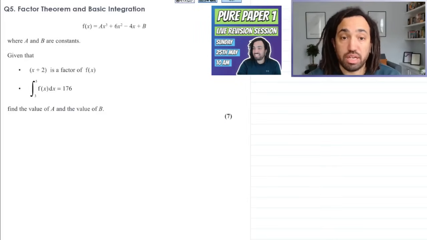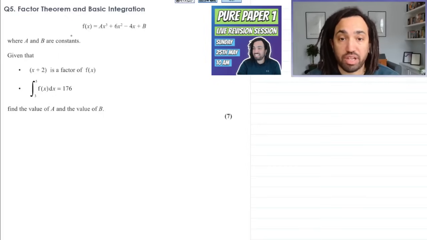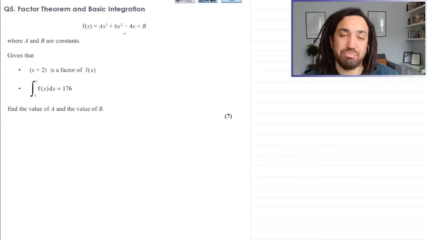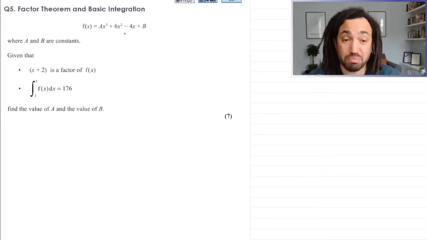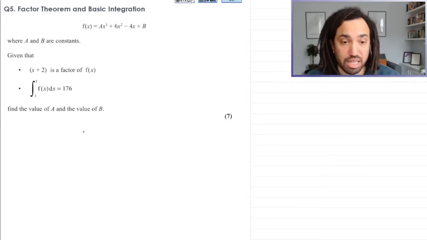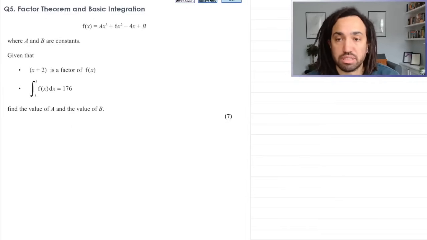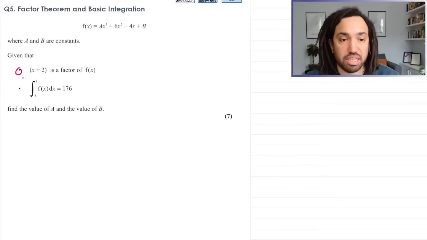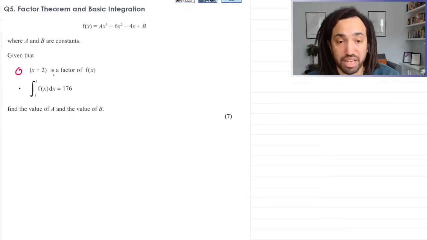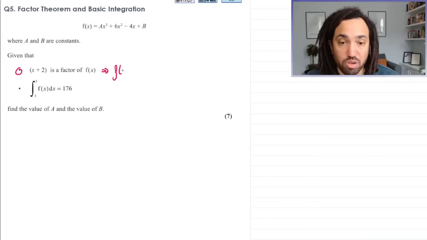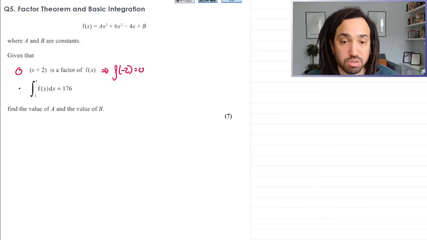Okay, question number 5, and we have a function, and we're given 2 little bullet points. So that means that we're going to need to use both of these bits of information, and then set up a simultaneous equation. So let's start with the first one, and that is that x plus 2 is a factor, and of course by the factor theorem that means that f of minus 2 is equal to 0.